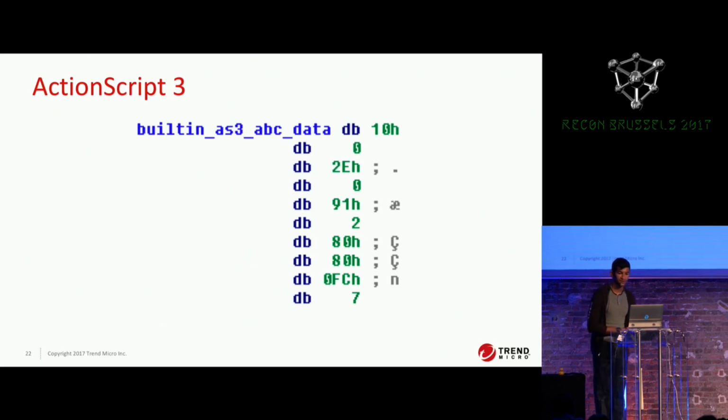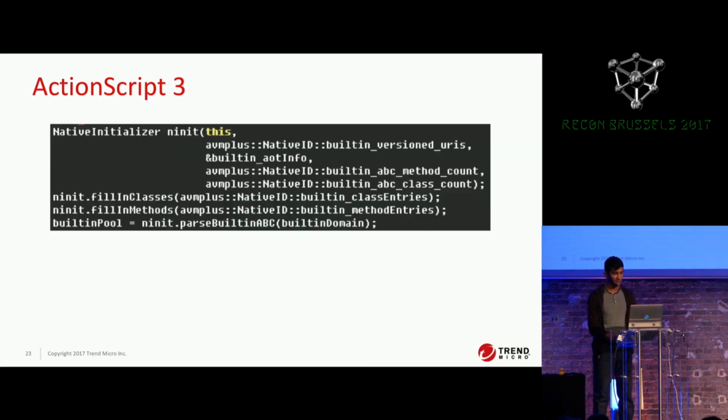Thankfully, AVM Plus is open source, and so I was able to look at core/avmcore.cpp and see the native initializer class. And as part of that, I ended up writing my own ActionScript bytecode parser to iterate through this in its entirety, and I'm able to then map things. The AVM and ABC documentation was quite fantastic, but being able to reference the implementation itself was very helpful, because the documentation is great, but implementation tells you exactly how it's actually being done.